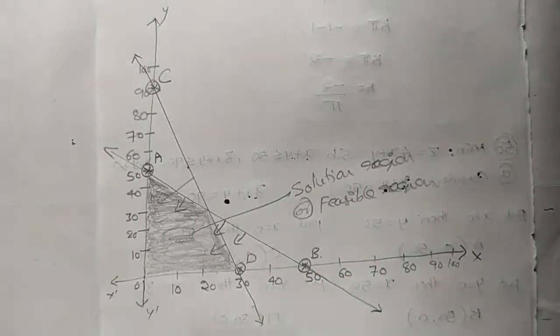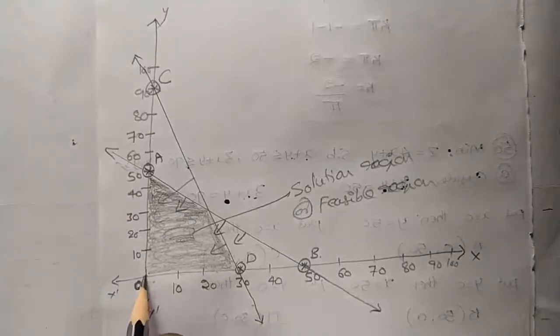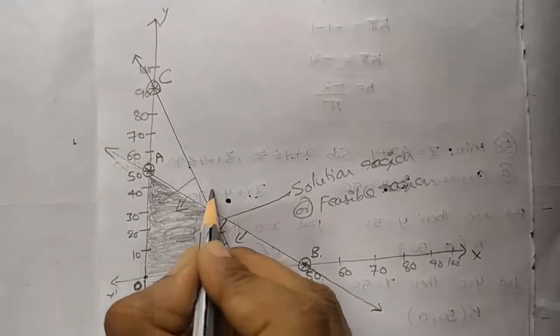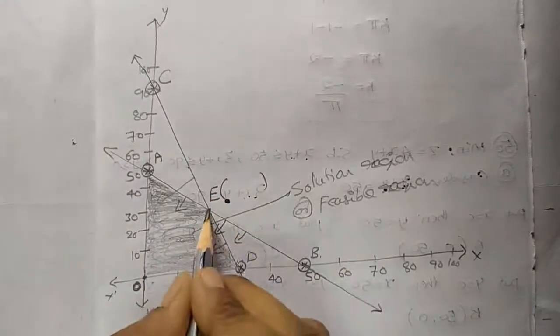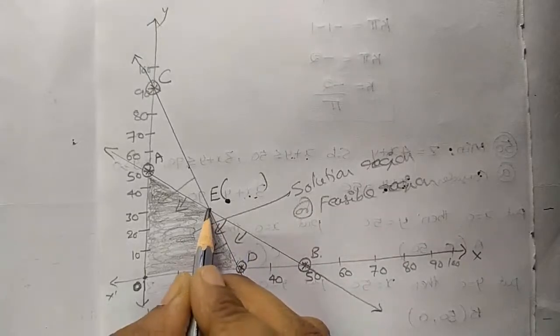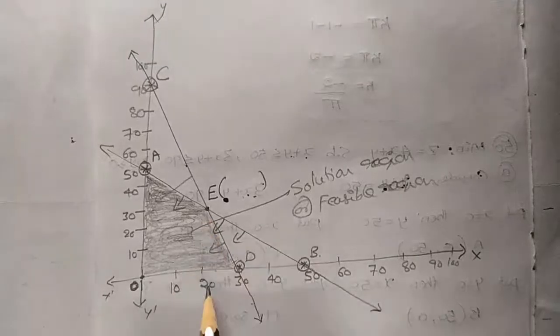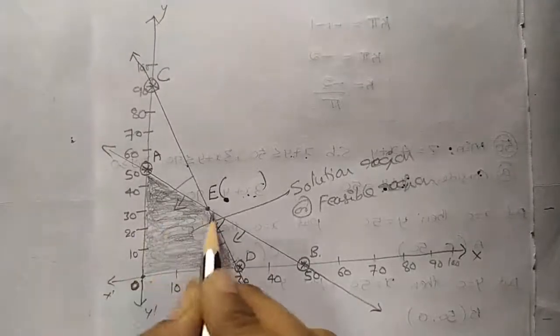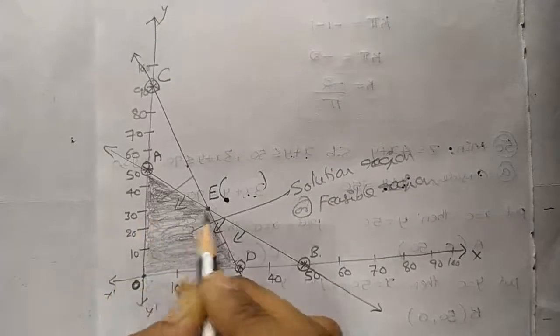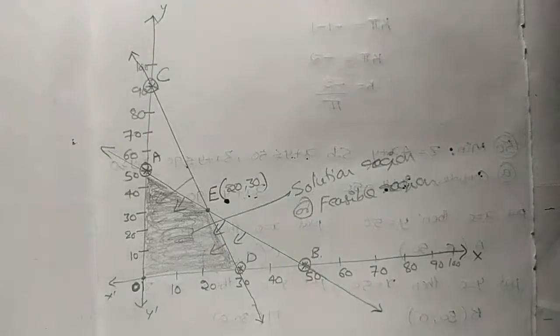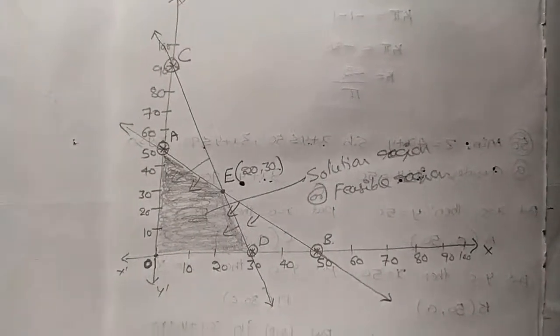Now, corner points are what? Corner points are origin, the point A and the point D and the point E. See the point of intersection in your graph. You will get 20 and 30, it is coincided at 20 and 30, therefore x 20, y 30, 20 comma 30. Hence it is a graph.